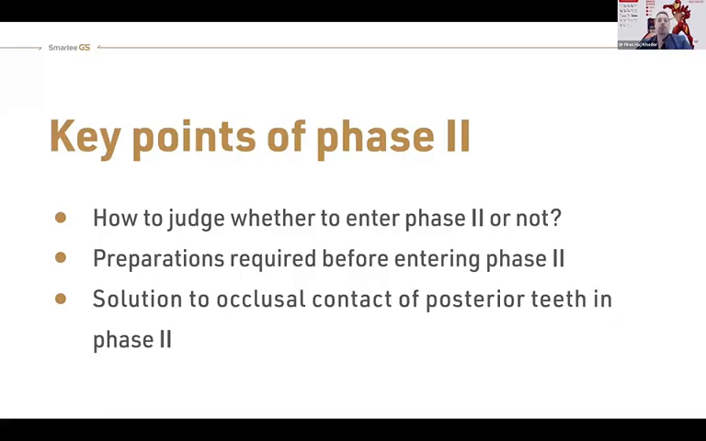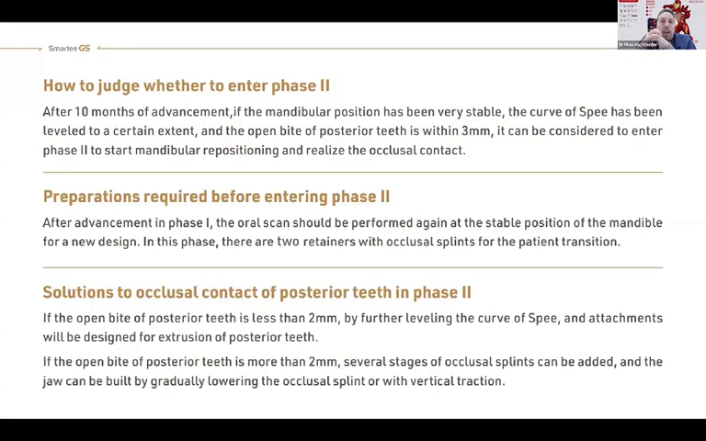So, what are the key points in phase 2? How can we see if we are ready to move to phase 2, the preparation required, and the solution for the posterior open bite. How do we check if we are ready to enter phase 2 after 10 months of advancement? The mandibular position has been very stable. We push it, it's not pushing back. The position is stable, the curve of Spee is leveled, and the posterior open bite is within 3 millimeters. It can be considered to enter phase 2, which is the settling of the bite.